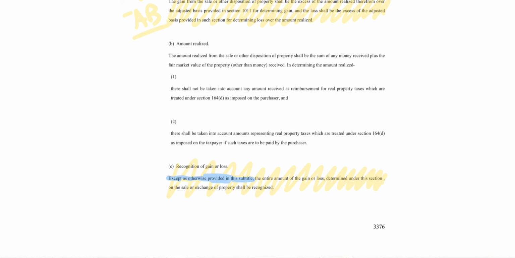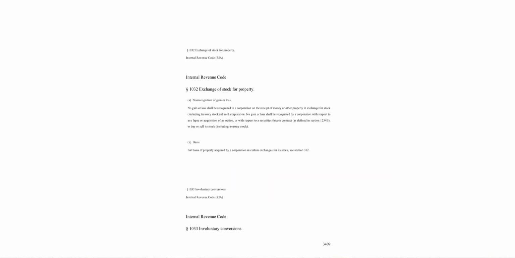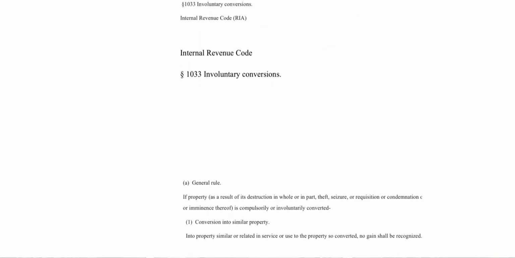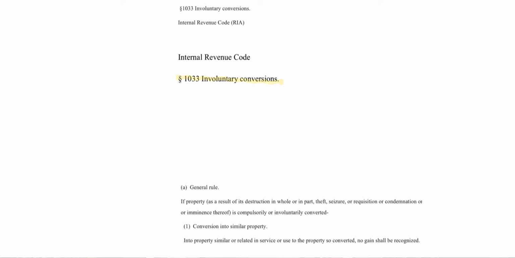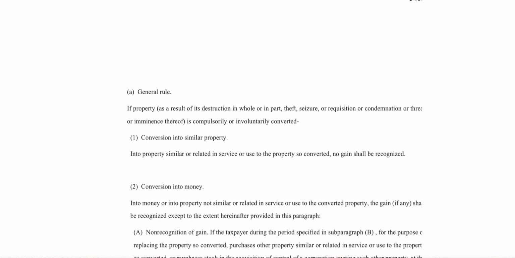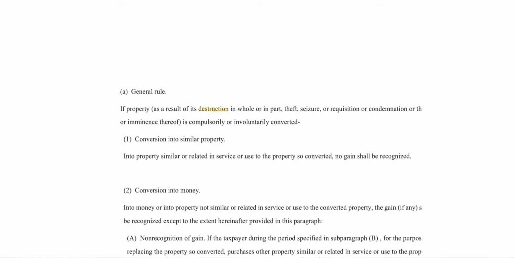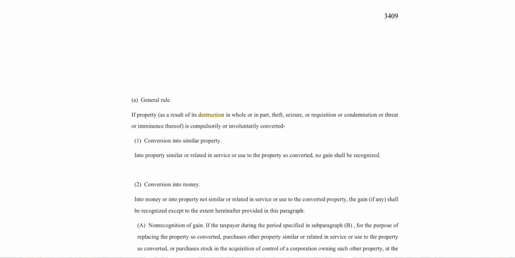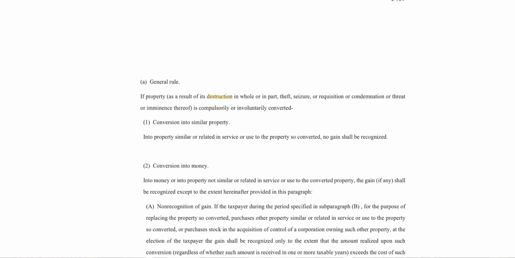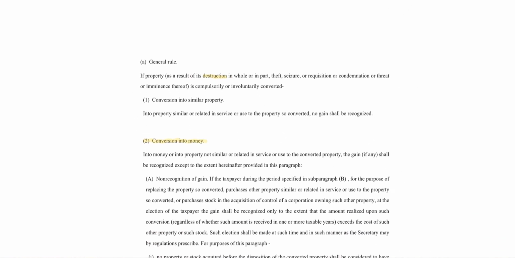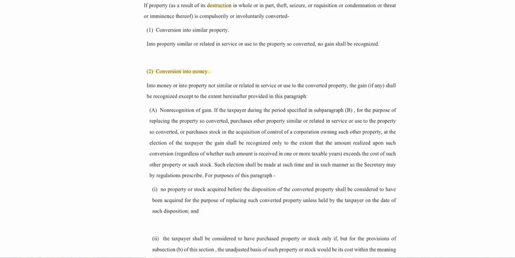And we're going to do just that. And we have one that we want to look at. That's section 1033. So section 1033 deals with involuntary conversions. And it says that in general, the general rule is if property, as a result of destruction, hey, we had destruction in whole or part, theft, seizure, requisition, or condemnation, or threat or imminence thereof, is compulsorily or involuntarily converted. And it talks about conversion into similar property, conversion into money, which is what we had, right, due to insurance. And then the gain shall be recognized except to the extent hereinafter provided in this paragraph, non-recognition of gain.